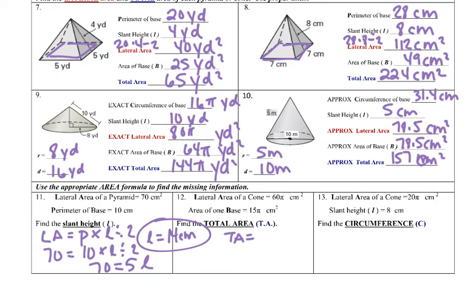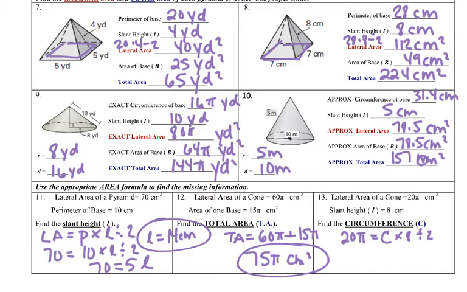Here, total area is lateral area plus the area of the base, so that adds up to 75 pi centimeters squared. And then here, slant height, okay, so the lateral area is 20 pi equals perimeter, it's cone, so it's circumference times slant height divided by 2. Or 20 pi, 8 divided by 2 is 4. And if I divide both sides by 4, I get the circumference is 5 pi.